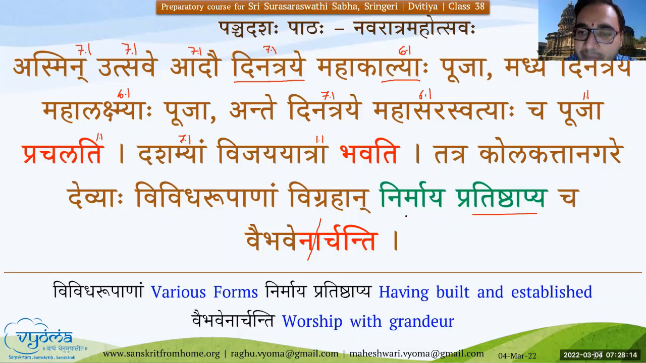Nirmaya and Pratishthapya, both these words are? Nirmaya is Lyabanta avyayam, Pratishthapya is also Lyabanta avyayam. Okay. So, Vividha Rupanam, which Vibhakti? Shashti Bahuvachanam. Very good. Devyaha: Shashti Vibhakti Ekavachanam. Devi, Devyaha. Vividha Rupanam, Vigrahan Nirmaya. Vigrahan is Dvitiya Bhakti Bahuvachanam. Not just one vigraham, but many vigrahas. That is the meaning of this. Vigraham is a statue or a murti; we can take it either way. Idol. Various idols of the Devi. Hope all these words are clear, and we shall proceed further.